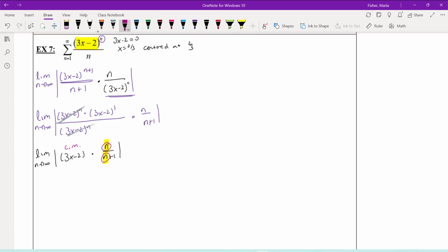N over n reduces to 1, so you can think of this as the limit as n goes to infinity of the absolute value of 3x minus 2 times 1, which is just going to be the absolute value of 3x minus 2. Because remember, this is a constant multiplier, and the limit of a constant is the constant. Now, which option were we?